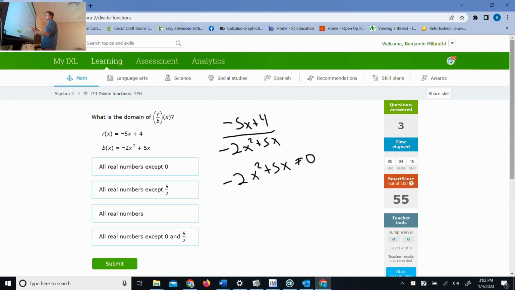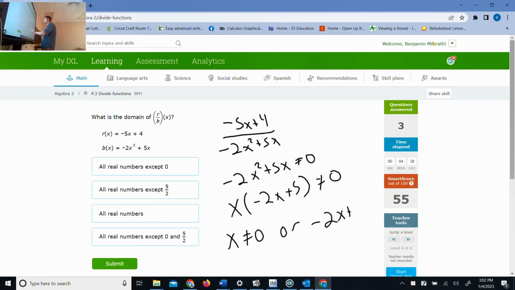First commandment of math, the way I teach it, is if you can pull it, pull it. I'm going to pull an x from both terms. Negative 2x plus 5 cannot be 0. And then I'm going to use the cover-up technique. Well, I wish you could see this at home, but I'm going to use what's called the zero product property. One or both of these are 0. So x is not 0, or negative 2x plus 5 is not 0.